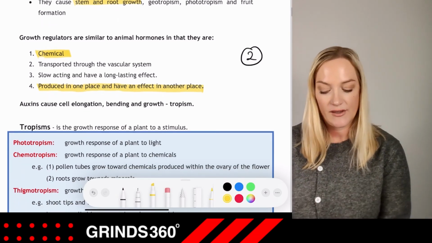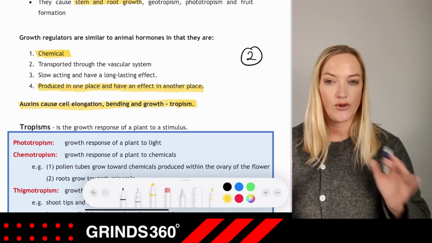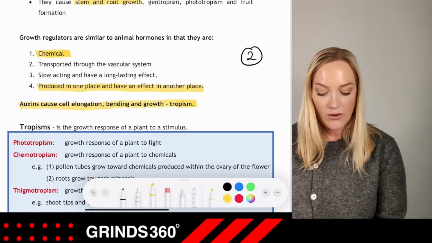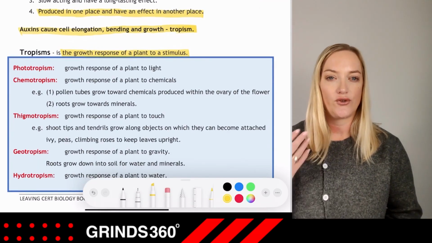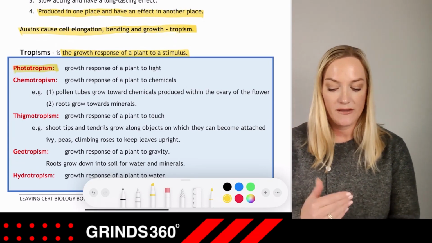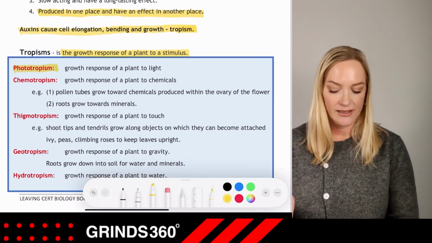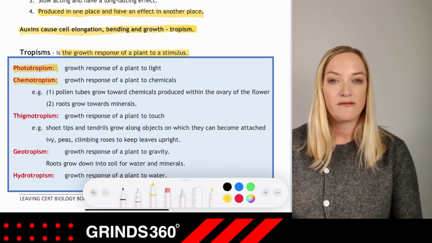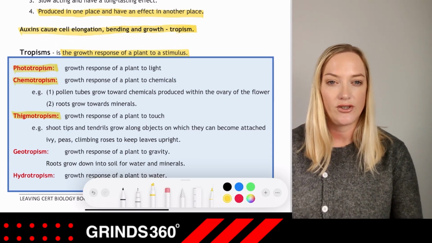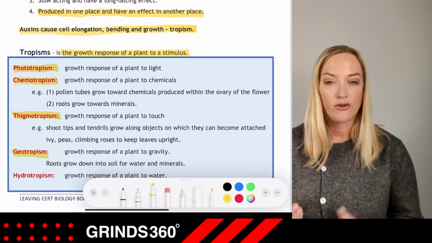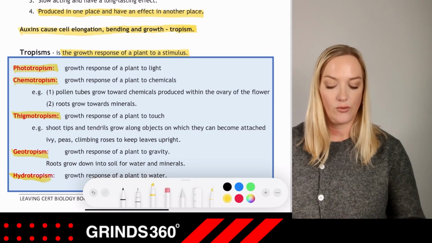So auxins, they cause cell elongation. They can cause bending of the plant, growth of the plant. This is a tropism. So tropism is the growth response of a plant to a stimulus. So we need to know examples of tropisms. So phototropism, a growth response to light. Chemotropism, a growth response to chemicals. Thigmotropism, a growth response to touch. Geotropism, a growth response to gravity. Hydrotropism, a growth response of a plant to water.